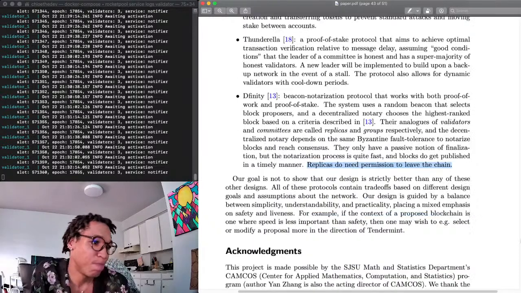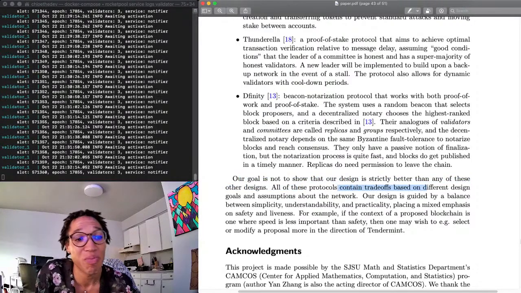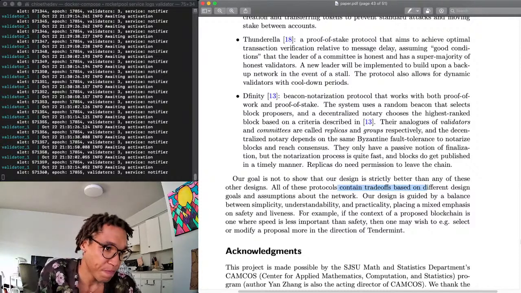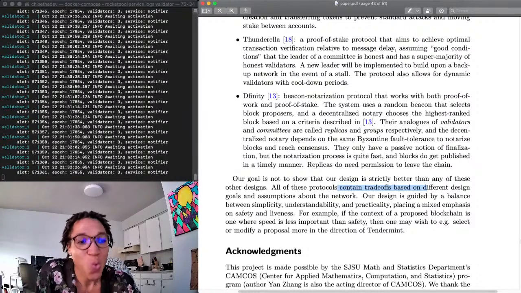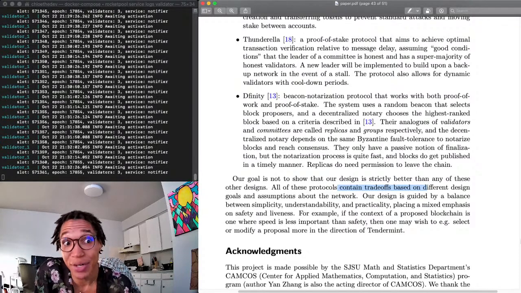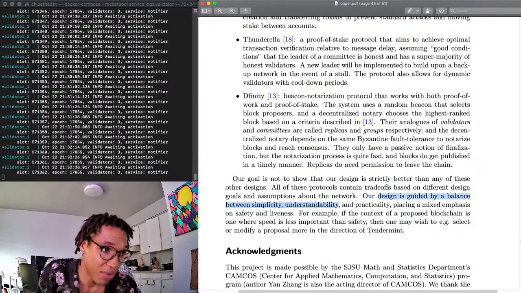Yeah. Our goal is not to show that our design is strictly better than any of these other designs. All the protocols contain trade-offs, and I think that's the most important part. There is better or worse, arguably, but it's more about trade-offs based on different design goals and assumptions about the networks. Again, trade-offs, yes, but where I think you get most support is assumptions. What are you assuming that the network's going to look like, a live network in 6 months, a year, 5, 10 years potentially?